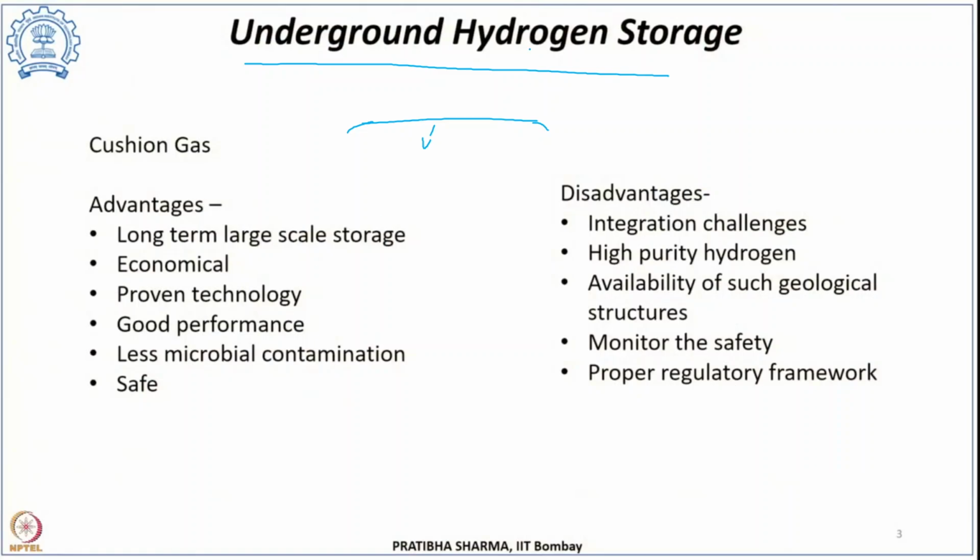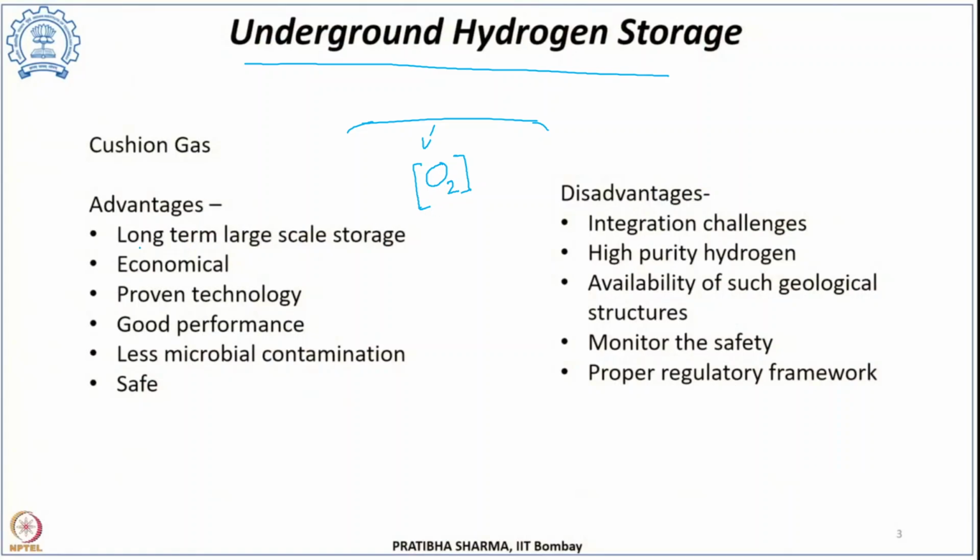Underground hydrogen storage has one advantage: it will not easily come into contact with the atmosphere or atmospheric oxygen. Hydrogen is a very highly explosive gas. If it comes into contact with oxygen, it can be explosive. That's why hydrogen storage may be preferred at underground conditions.